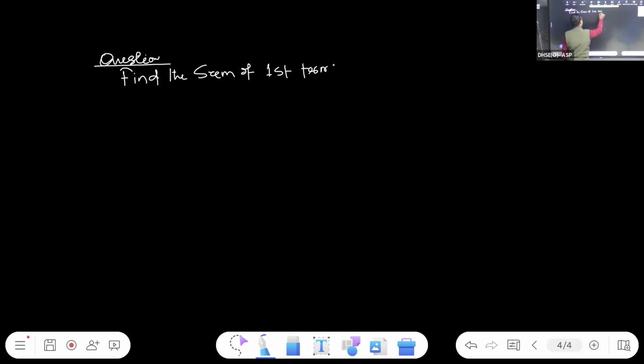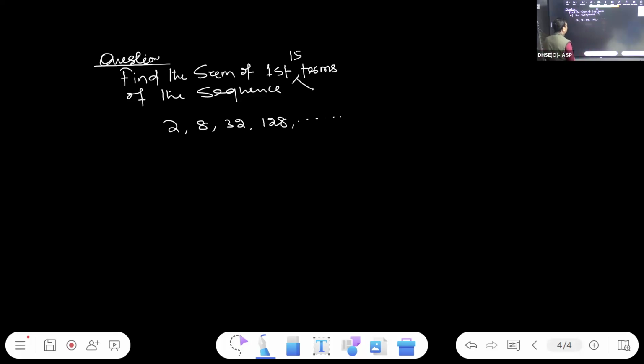Okay. Write down a question. Find the sum of the first 15 terms of the sequence 2, 8, 32, 128, and the sum of the first 15 terms of the sequence 2, 8, 32, 128.